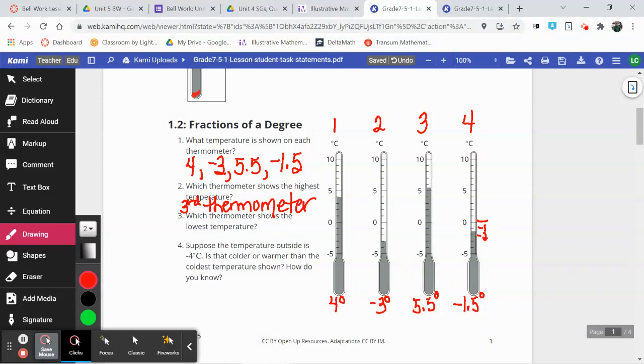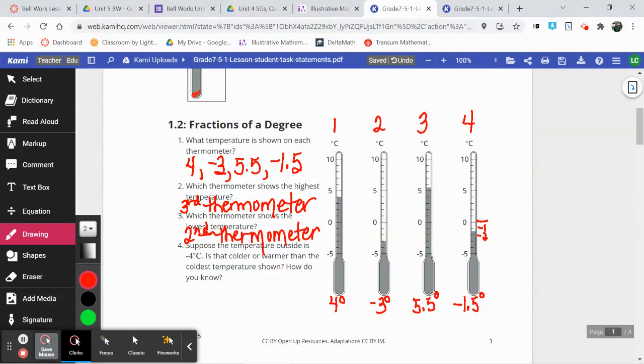The next one says, which thermometer shows the lowest temperature? So that's going to be the one the furthest down from 0. Do you see which one is colored the furthest down from 0? There we go. That's going to be the second thermometer. And you have a little more room to write than I do. All right. Let's move on to question 4.